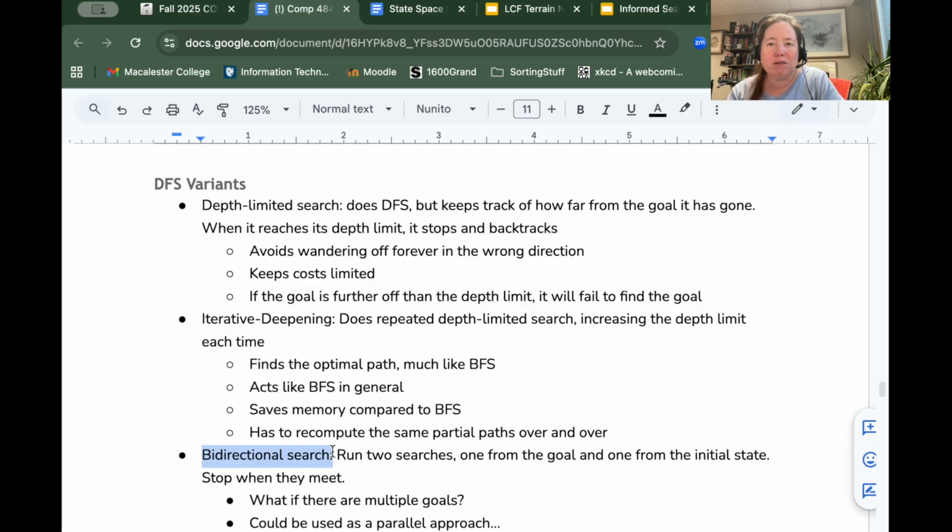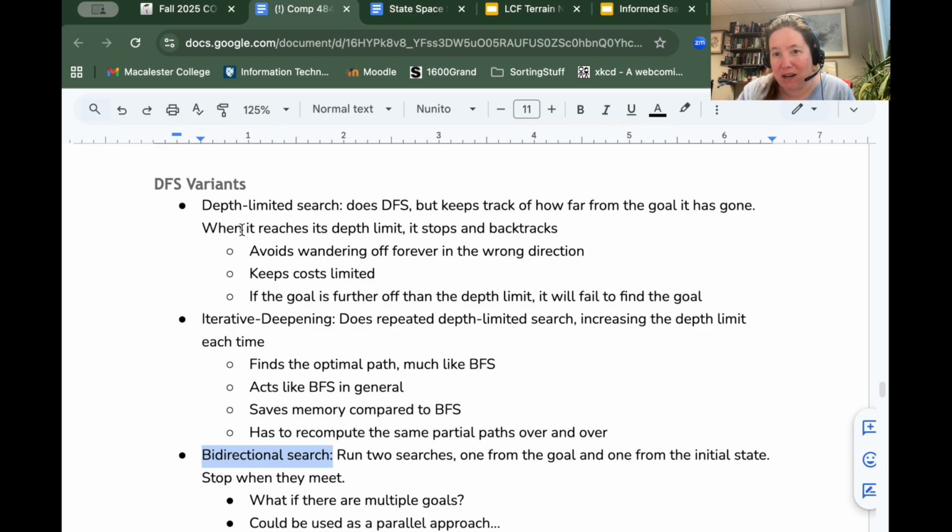This is an interesting one to me because of this question of what happens if you have multiple goals. And as I said, if you have a small set of goals, you could potentially search backwards from all of them and see which one you get to first. This starts making me think that this would be an interesting algorithm to imagine using some sort of parallelism on, so that you're actually searching it at the exact same time using different processors. All right, so these are just some variations.